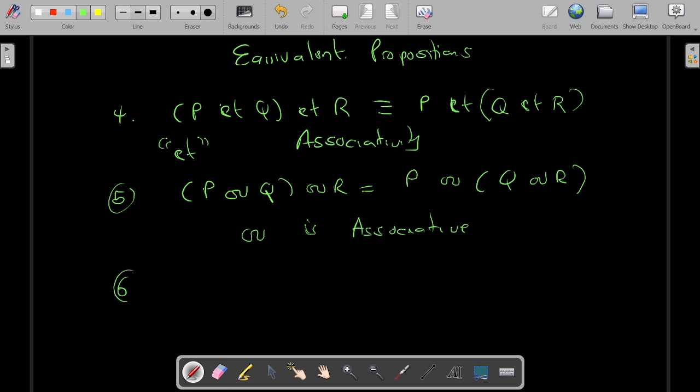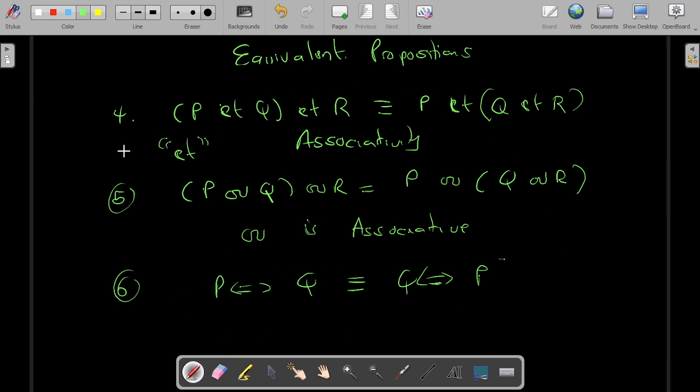And then number 6, we have that P is equivalent to Q is actually equivalent. This proposition is equivalent to Q, equivalent to what? Equivalent to P. So these are some of the properties that you guys are supposed to remember.